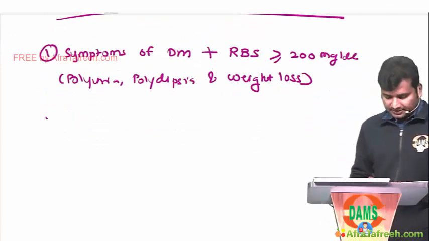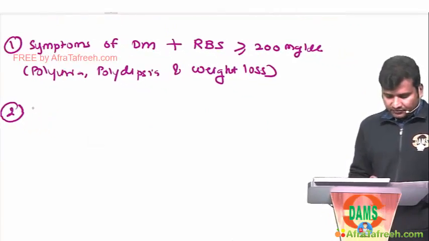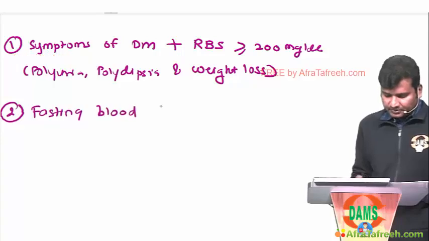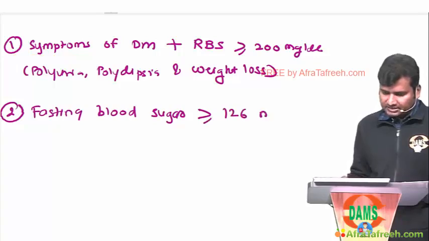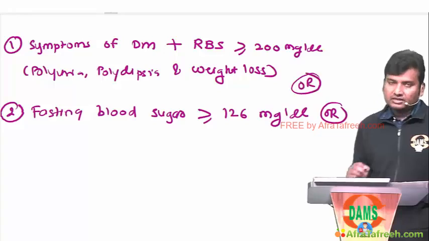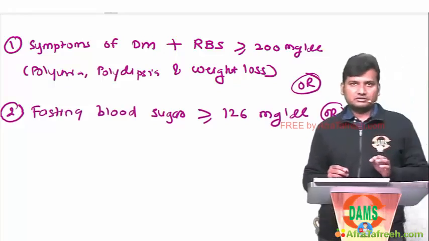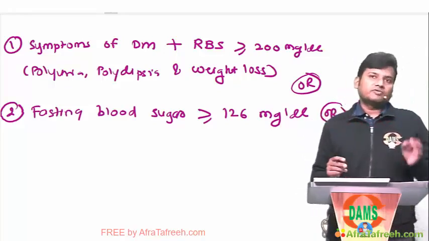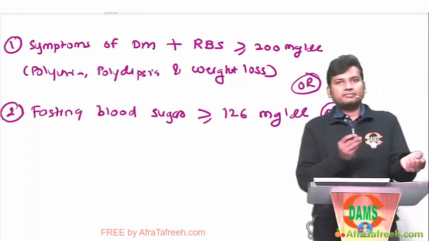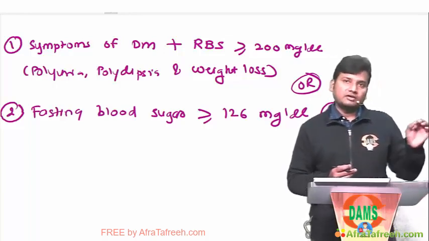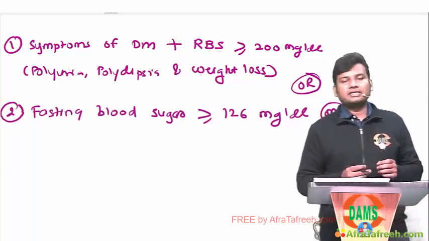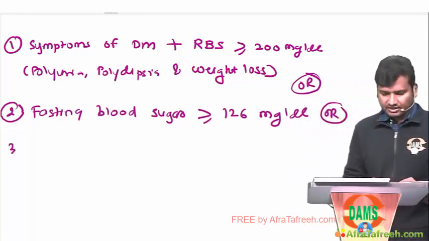Now, second, fasting blood sugar level. If fasting blood sugar is more than 126 milligram per dl, fasting for at least 8 hours. The patient will come in the morning with fasting of 8 hours, then we will collect the blood and check the sugar. If it is more than 126 milligram per dl, your patient is having diabetes.